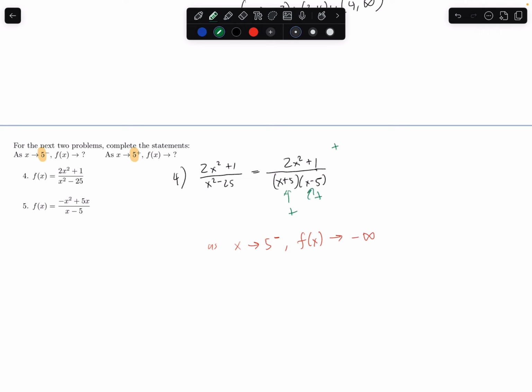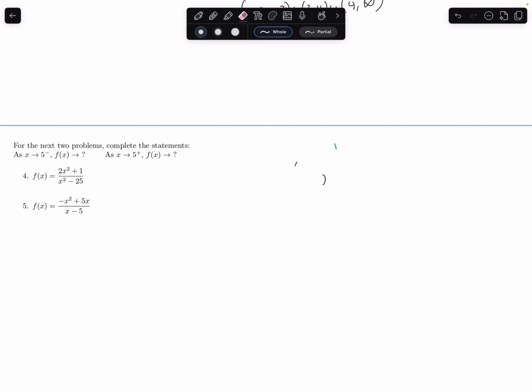So all together, everything is going to be positive, which means as x approaches 5 from the right side, f of x is going to approach positive infinity. It's going to be positive, and it's going to get bigger and bigger. Honestly, this whole concept is something you would talk about in a calculus class, so you're getting a little preview of calculus here. Okay, that's number 4. One more, and this video is done.